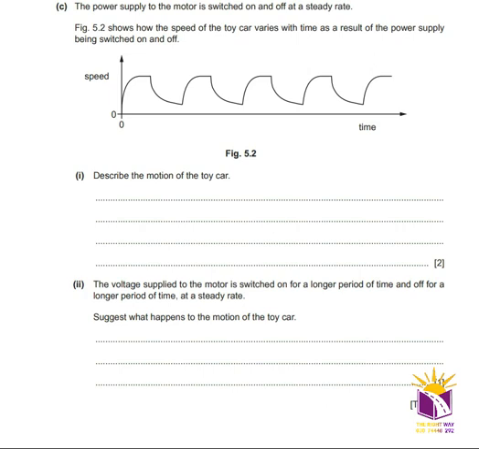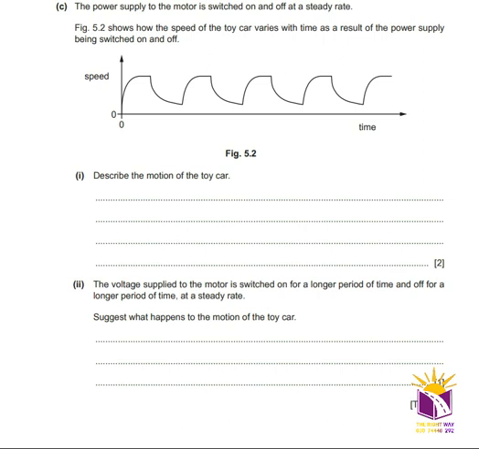Question number 5, part C. The power supply to the motor is switched on and off at a steady rate. Figure 5.2 shows how the speed of a toy car varies with time as a result of the power supply being switched on and off. Describe the motion of the toy car.